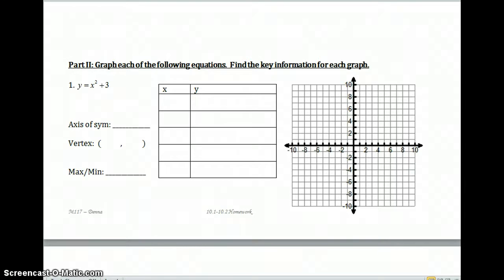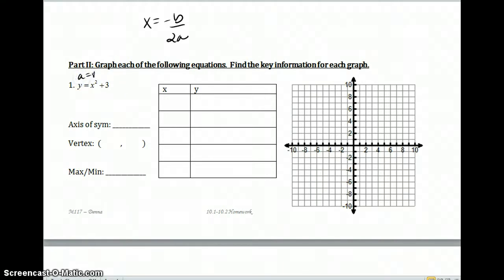First of all, remember to find the vertex, you do x equals negative b over 2a. And then you take that and plug it back into the equation to find the y value of the vertex. So let's go ahead and do that for number 1.